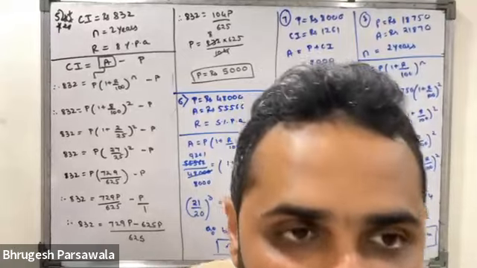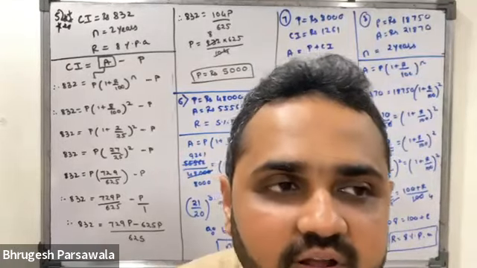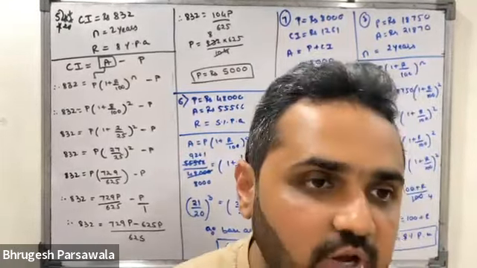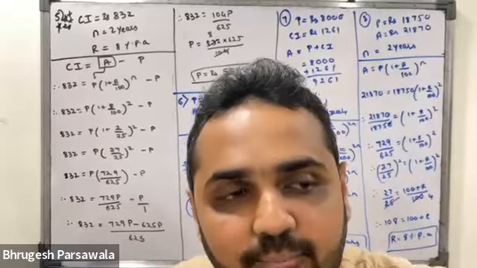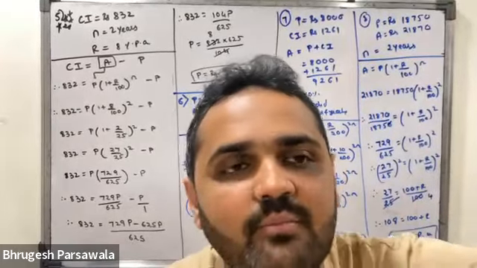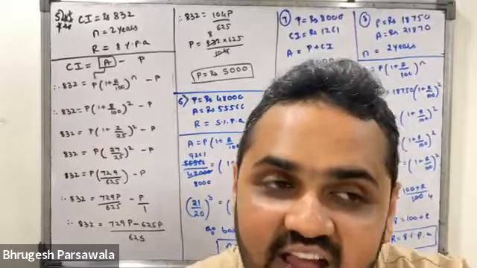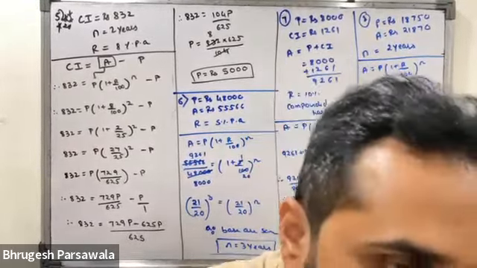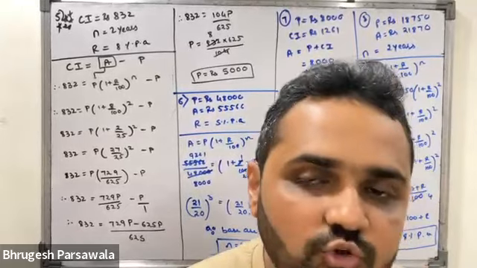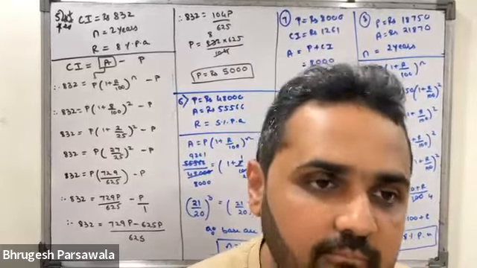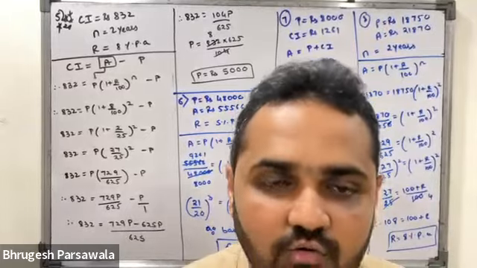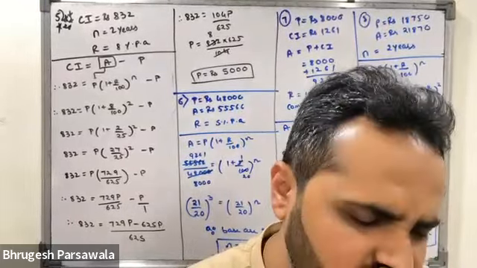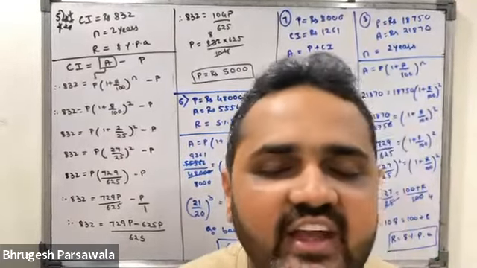Compound interest always will have a higher value compared to simple interest, because in compound interest the amount for the first year becomes the principal for the second year. That means you get interest on a higher value; you get interest on interest. So in this transaction, my gain was the difference between CI and SI.